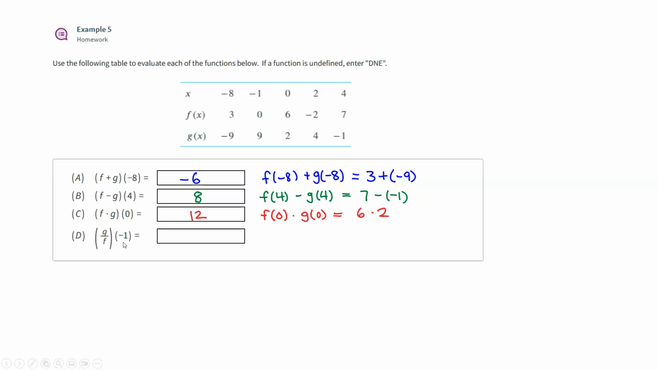And g over f of -1, again, that's g of -1 over f of -1. When I look at these, g of -1 is 9, f of -1 is 0. So I'd be attempting to do 9 divided by 0. You can't divide by 0. It's undefined as a result. So as the result of this, and by the directions, you should be entering DNE here for does not exist.